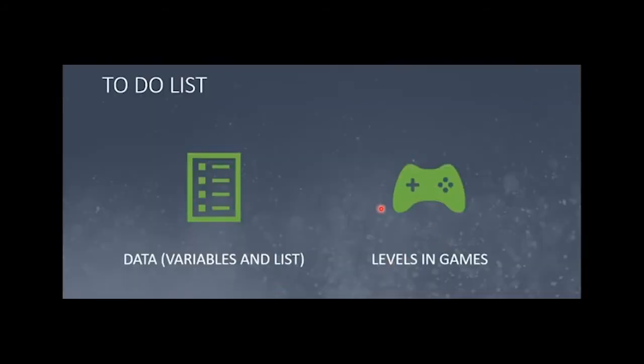One, we're going to talk about levels, how to add levels in your game so that you make your game more interesting and keep your players interested and wanting to keep playing your game. And then we're going to look at different data, that is variables and lists. We're going to look at how to use variables and lists to create different levels in games using the different data variables and data lists. So that's what we're going to talk about today.